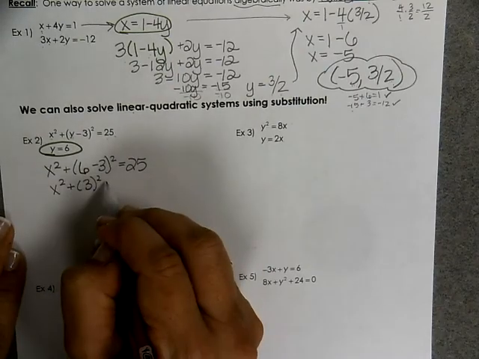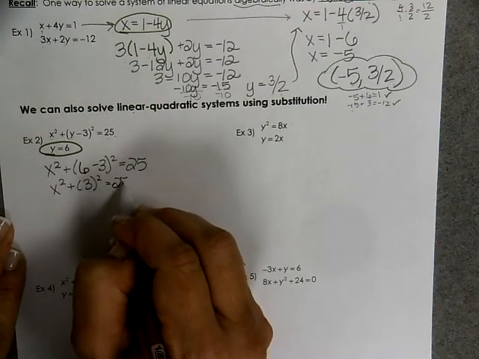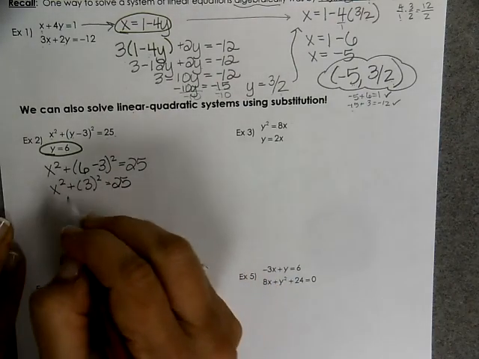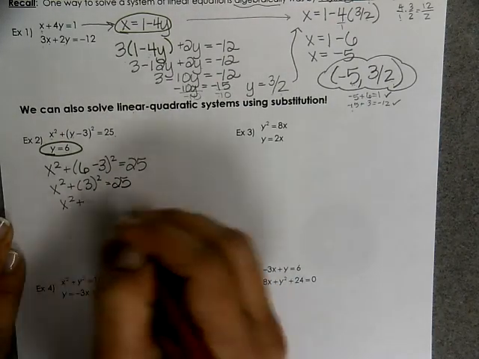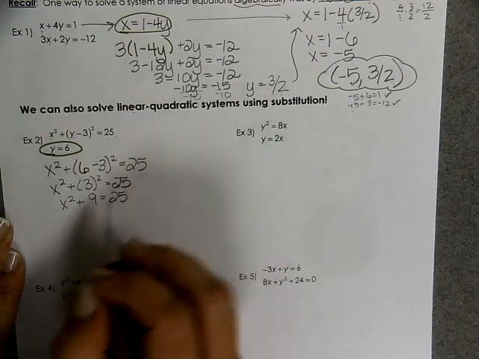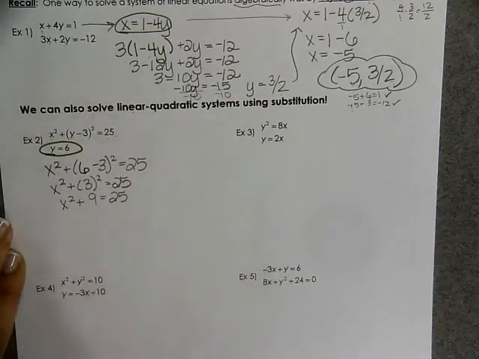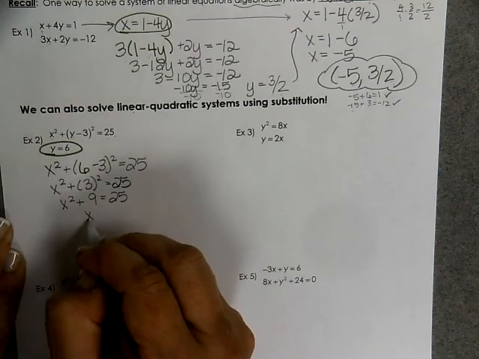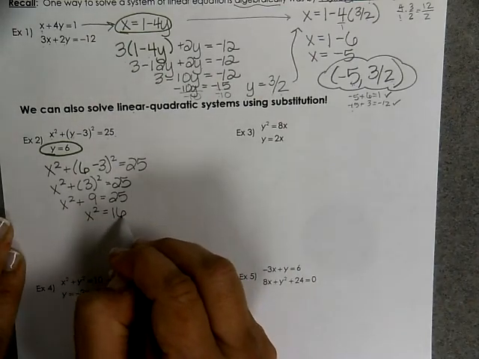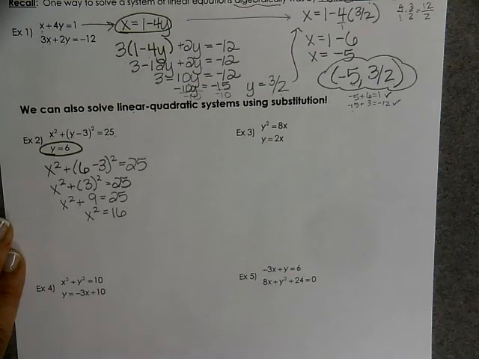Well, 6 minus 3 is 3. So I have x squared plus 3 squared equals 25. I can simplify 3 squared to make that 9. X squared plus 9 equals 25. I can subtract 9 to get that x squared is 16.